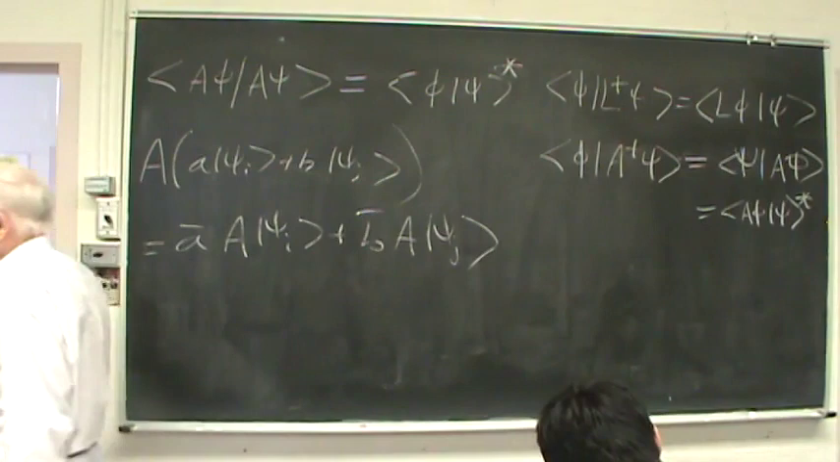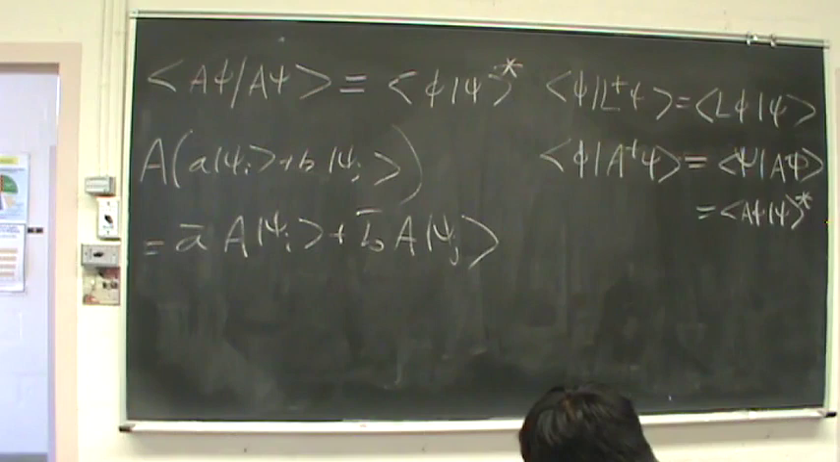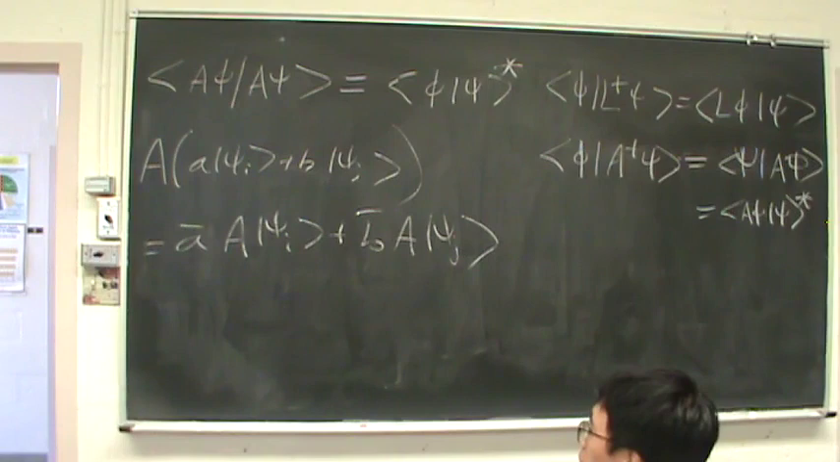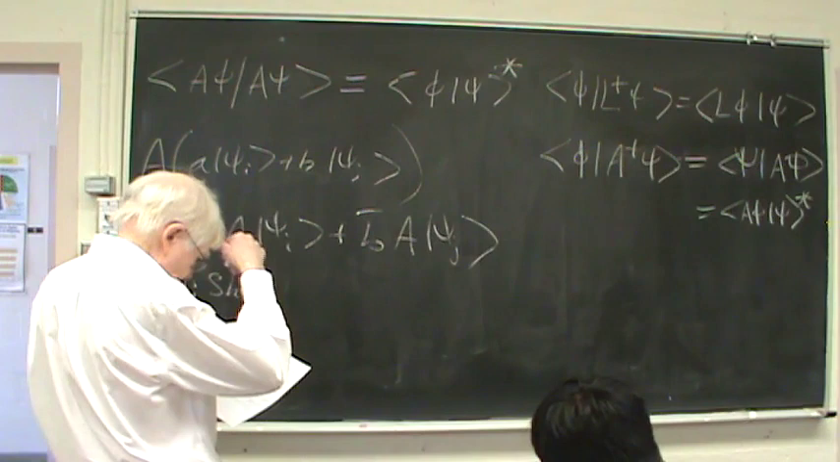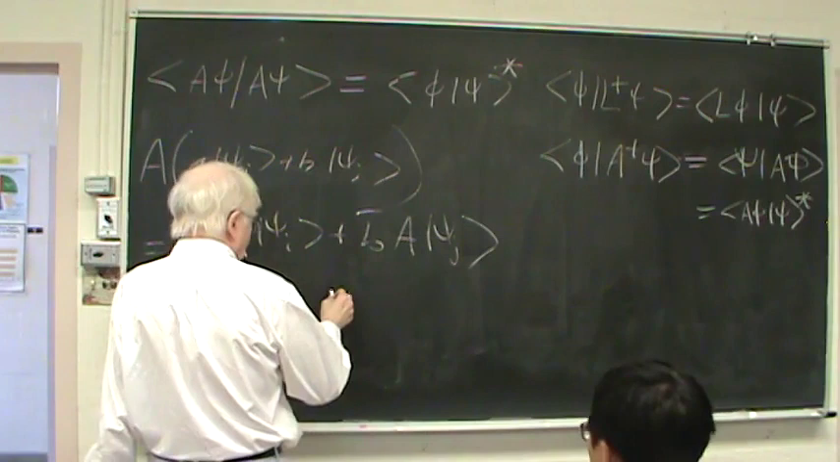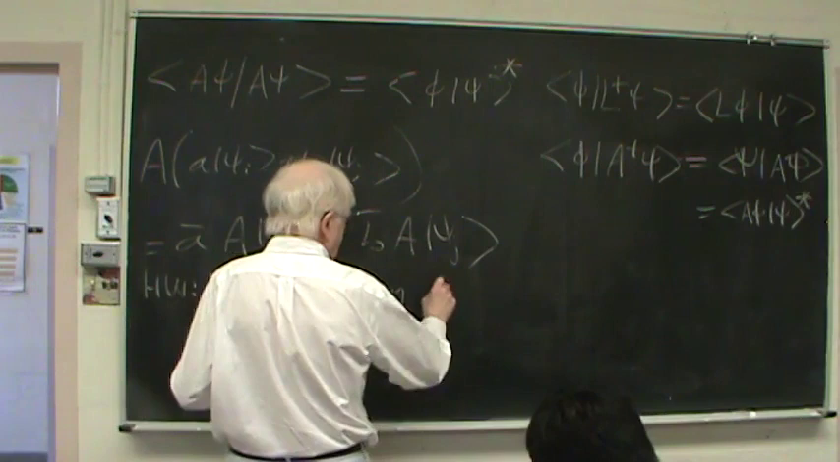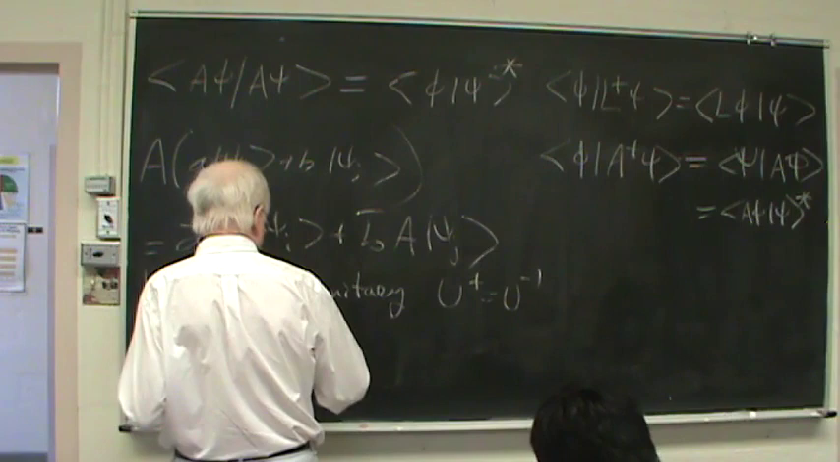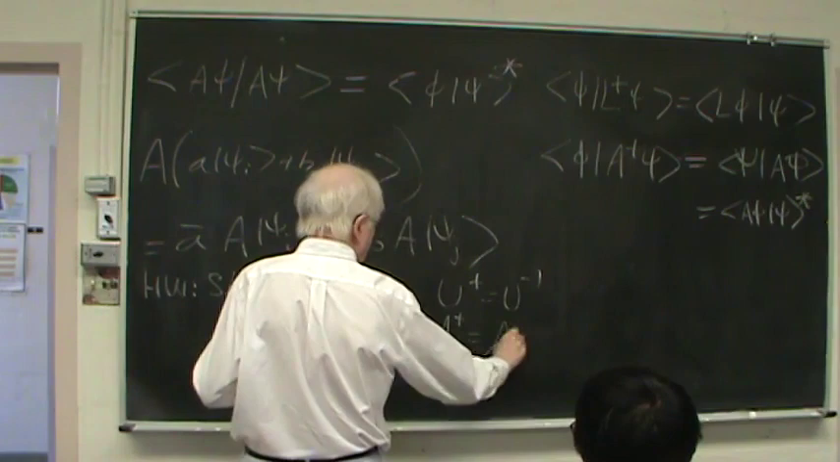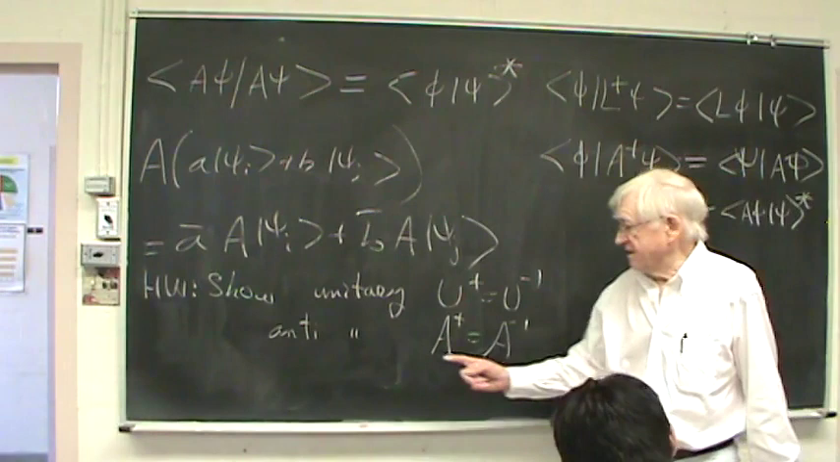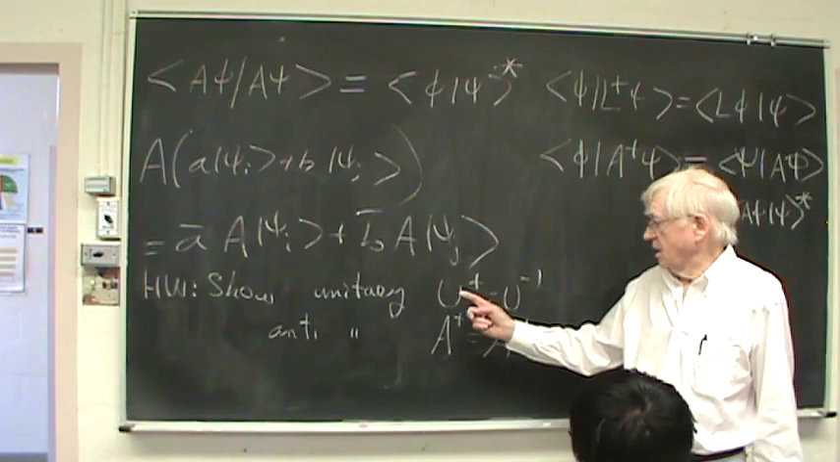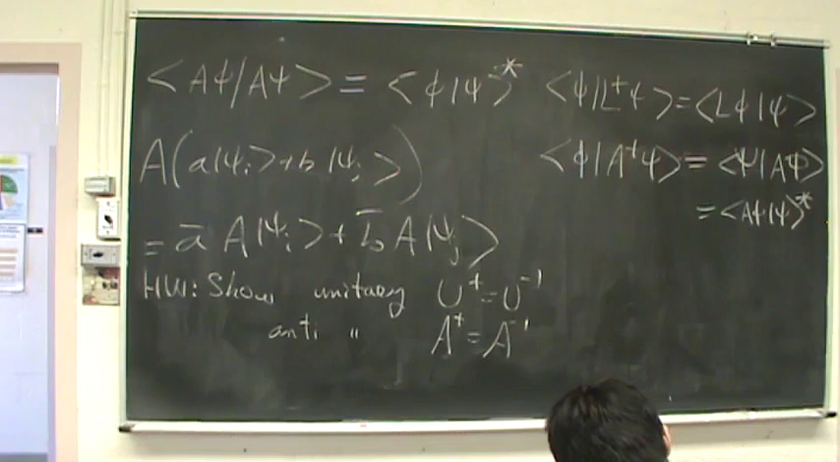Now, let me assign a homework problem. All right, let me say what the problem is. Show that in both cases, if you have a unitary operator, then U adjoint is U inverse, and if you have an anti-unitary operator, then A dagger is also A inverse. So in other words, using the definition of the adjoint for an anti-linear operator, show that the adjoint is the inverse, just as you must have seen many times in class that the adjoint of a unitary operator is its inverse.